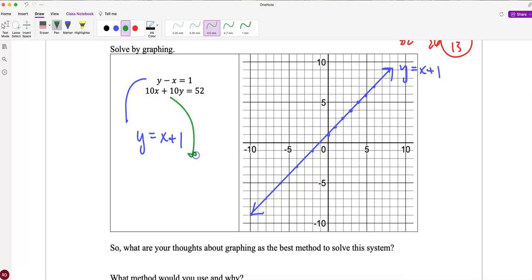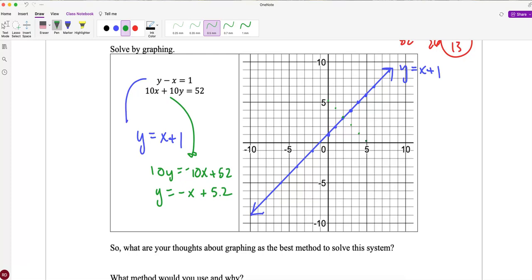So 10y equals minus 10x plus 52, divide everything by 10. y equals negative x plus, when you divide 52 by 10, you get 5.2. Okay. So the y-intercept is at 5.2. So 5.2 is somewhere right there. The slope is negative 1, so you're going to go down 1 over 1, so something like that. It's going to hit right there and there.